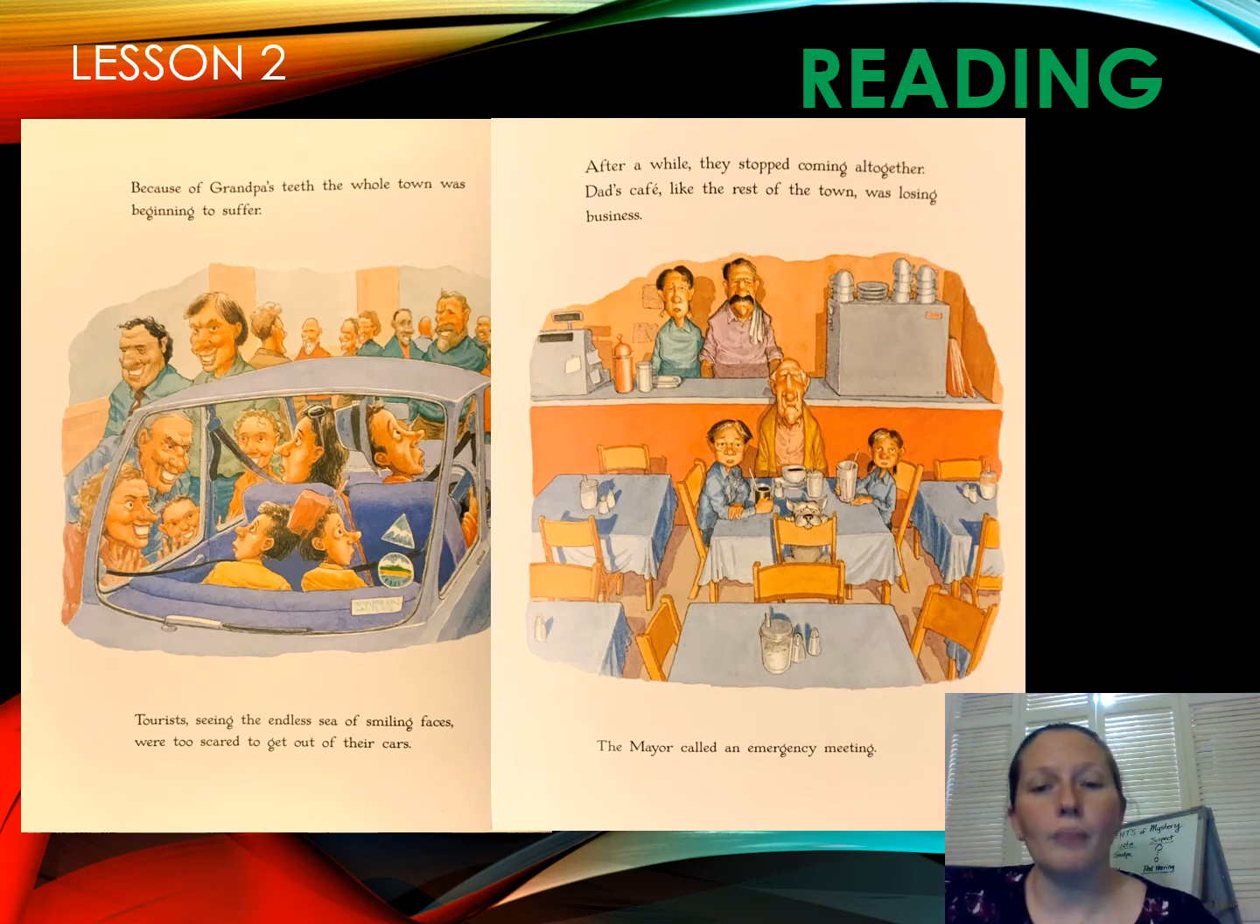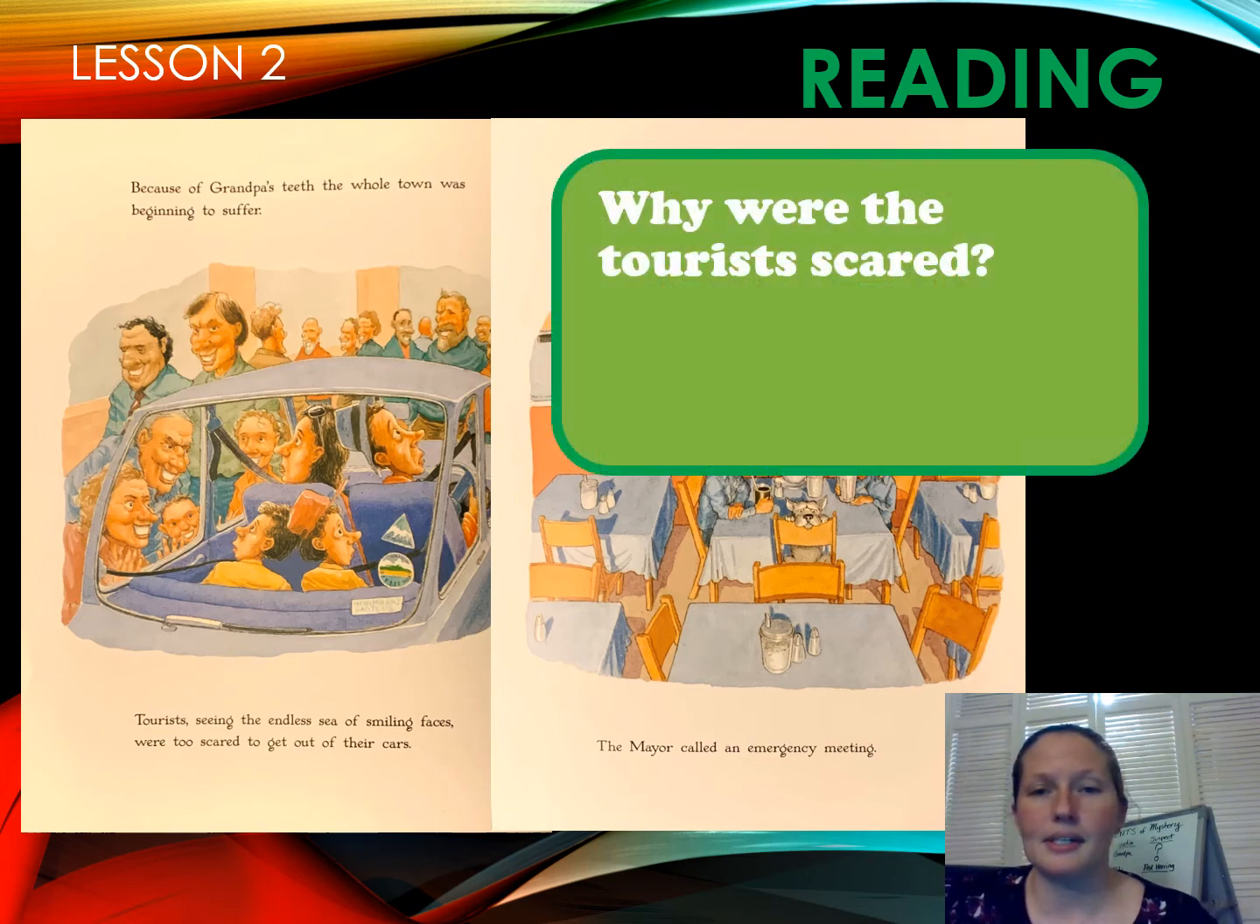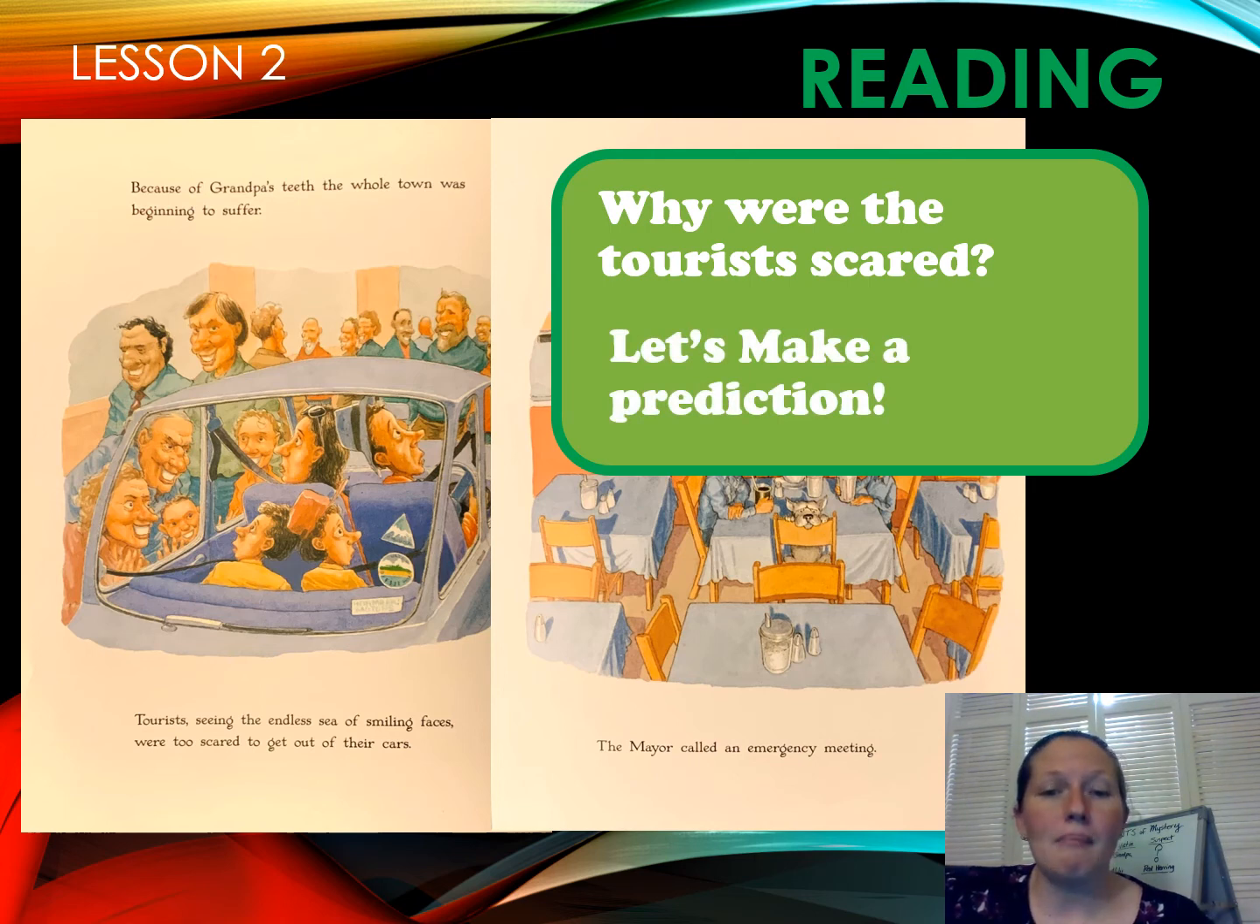The mayor called an emergency meeting. Okay, so really quick, let's discuss some stuff. One, why were the tourists scared of the smiling faces? Because it was a little creepy, a little scary, people smiling for no reason. It's kind of robotic. Next one, let's make a prediction. The mayor called an emergency meeting. Do you think we're going to find our suspect, our culprit, the person that did it? Maybe. Do you think they're just going to have everybody take a lie detector test? That'd be a good idea. Okay, so let's turn the page and figure it out.